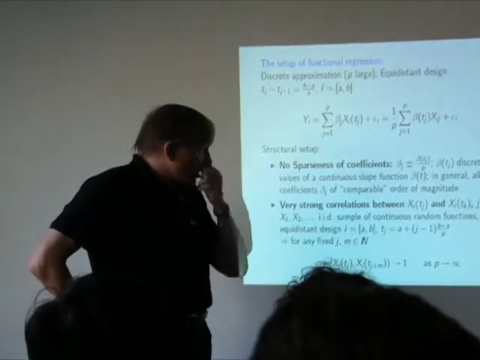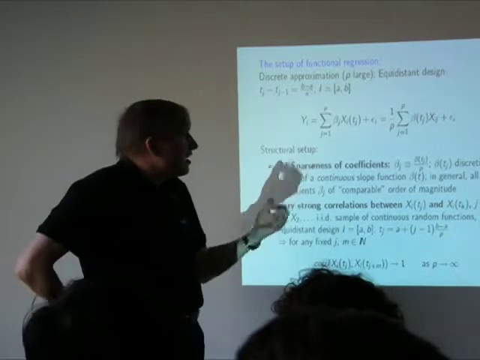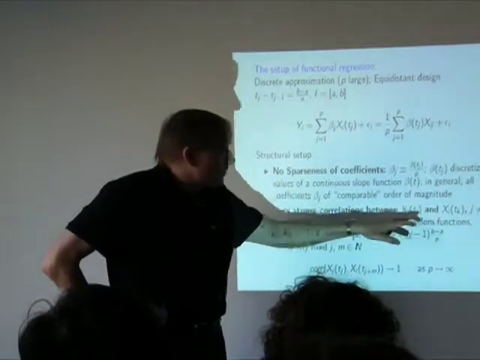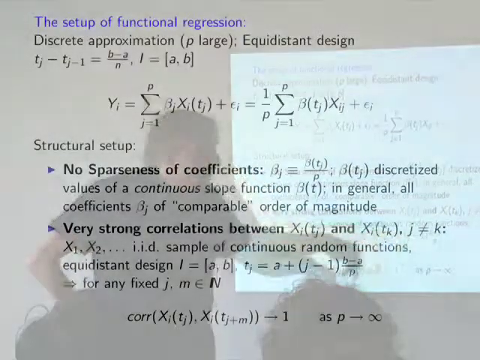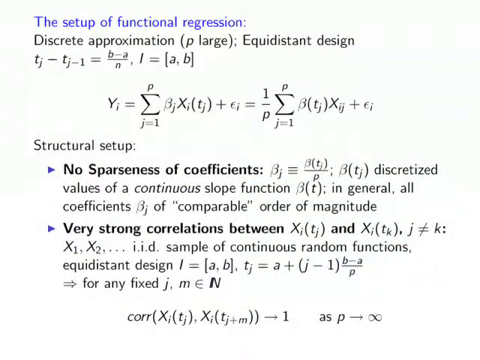And the other thing is, of course, our explanatory variables are the observation of a continuous curve at different time points. And if you have time points which are close, the correlations between these x's will be extremely strong. For example, if you consider the correlation between xi of tj and xi of tj plus m, where m is a little bit apart, as p goes to infinity and you get a denser and denser grid, this correlation will go to 1. So neither of these assumptions is fulfilled. So this theory with lasso does not apply in this context.